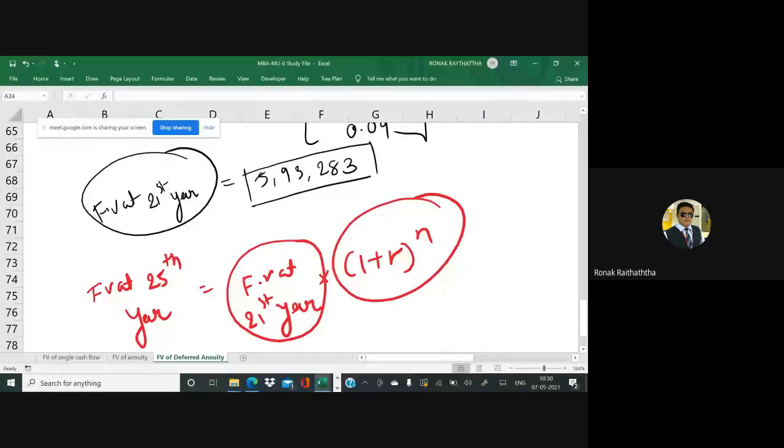So you are depositing something at the end of the 21st year. I hope that's pretty much clear to everyone now.